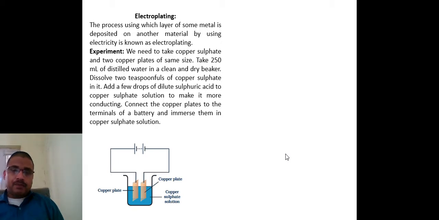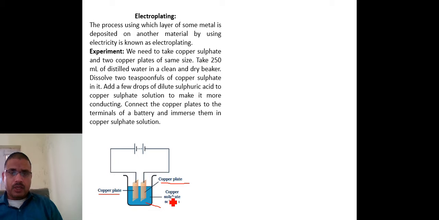Basically, we are going to take two electrodes, which are made of copper. There is a copper plate that is one electrode, and there is another copper plate which acts as the other electrode. Here the plates are the same, and the solution taken here is the copper sulfate solution.